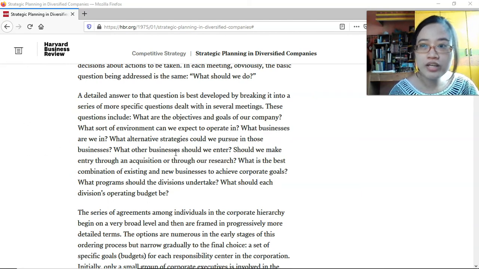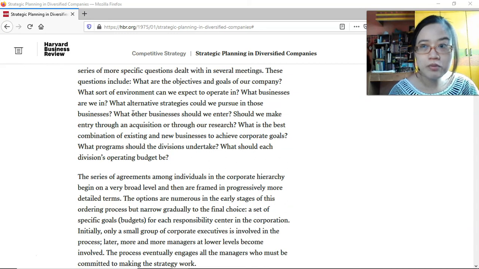What businesses are we in? Ano ba yung mga products or services na pino-offer natin? May mga improvements ba? Meron bang progress? Things like that. What alternative strategies could we pursue in those businesses? What other businesses should we enter? Should we make entry through an acquisition or through our research? Essentially, mas madali pag-acquisition, right? Unless walang existing. What is the best combination of existing and new businesses to achieve corporate goals?